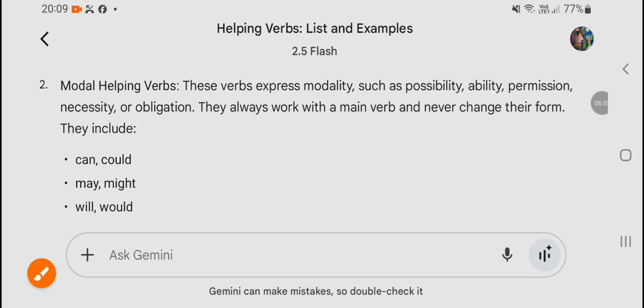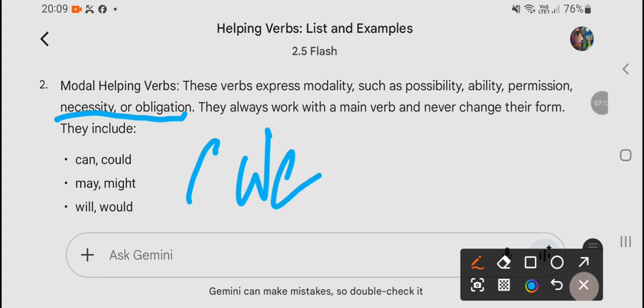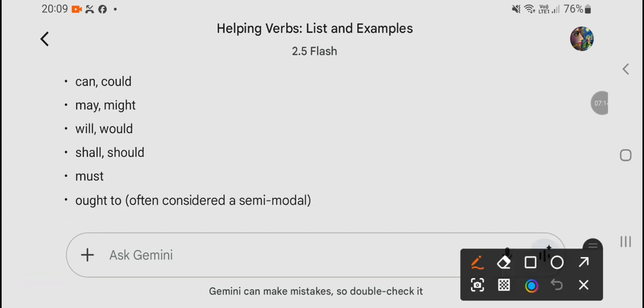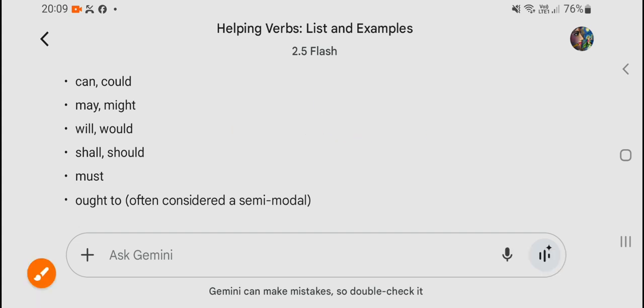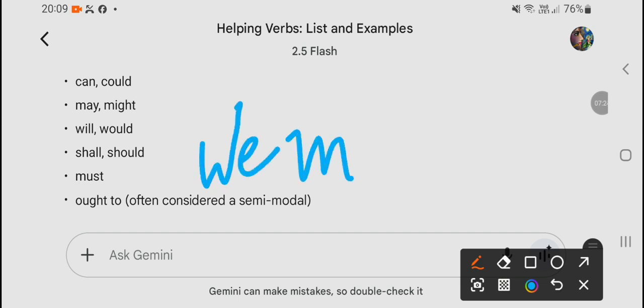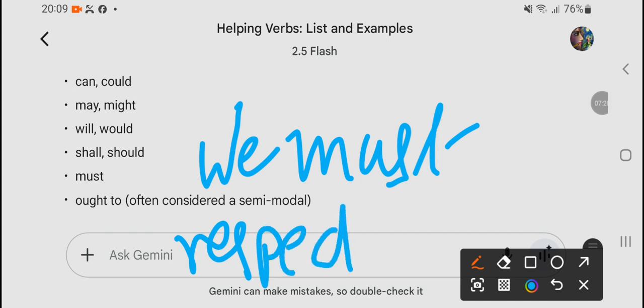That is permission. Necessity or obligation, right? So that we have to, we should, we ought to, in fact, we must respect our nation.